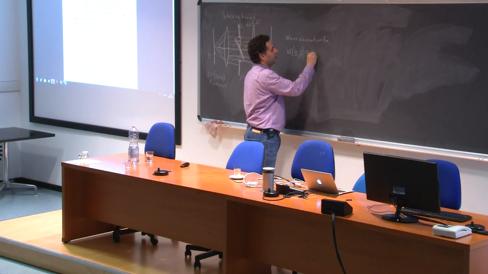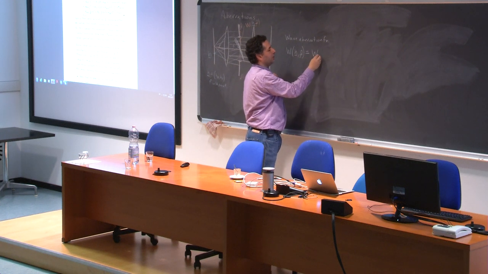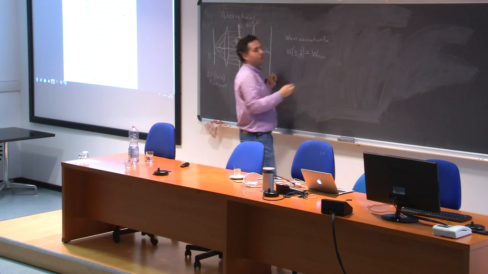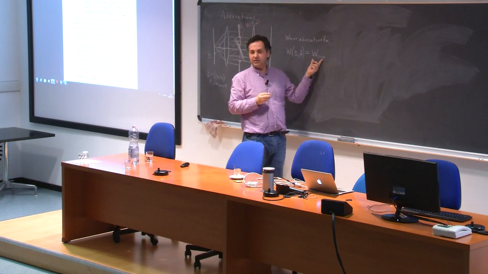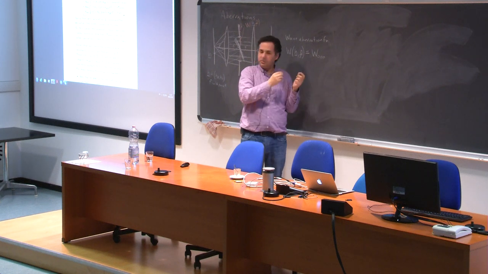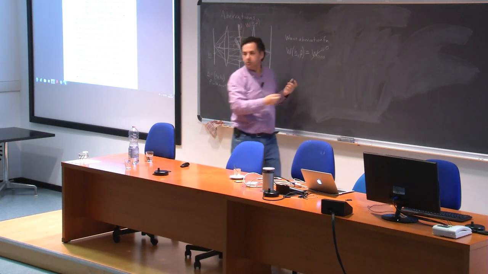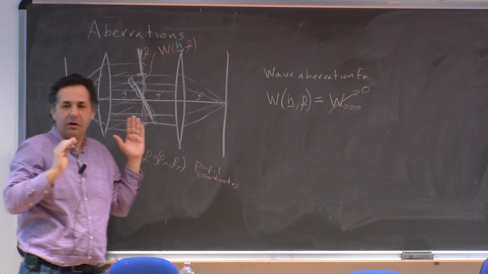So the first part is W. I'm going to call it 0, 0, 0, and you'll see where this name comes from. So this is the part that is constant. And this one we don't care about. We can always choose it to be 0, because it's just a constant shift of the wavefront. We don't care about it.